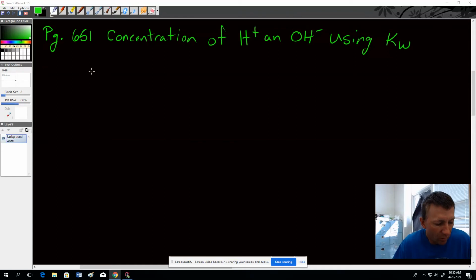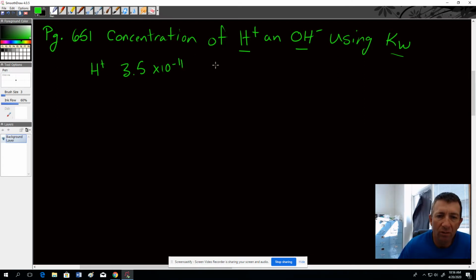This is just another example, a few more example problems of how to find out the concentration of H+ and OH- using the formula of Kw. So let's do a couple problems here. Let's say we have an H+ concentration that is 3.5 times 10 to the negative 11th. That's our H+ concentration.